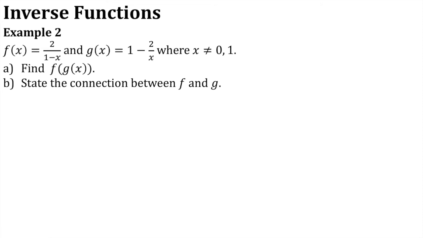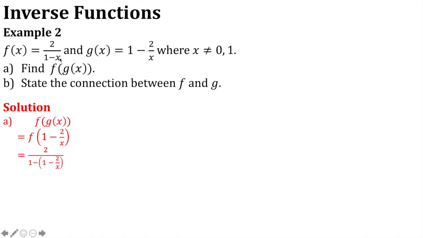Now firstly we're asked to find f of g of x, and secondly, we're asked to find the connection between f and g. So f of g of x then, so everywhere in f, where there's an x, we're going to replace it with g of x, which is 1 minus 2 over x. So here's f here, and everywhere there's an x, we're replacing it with 1 minus 2 over x, like so.